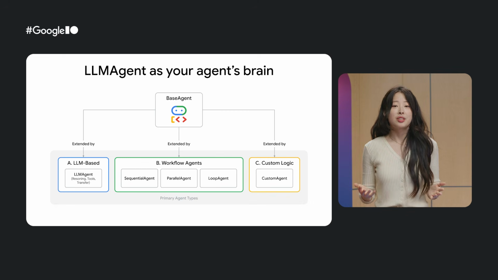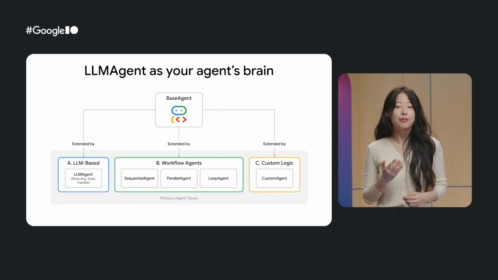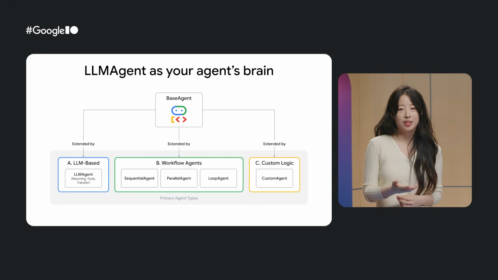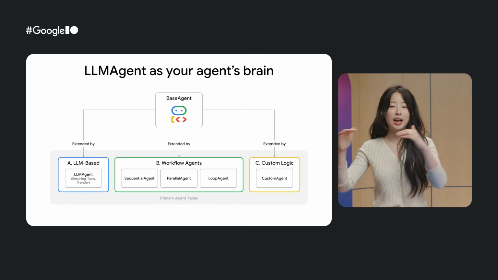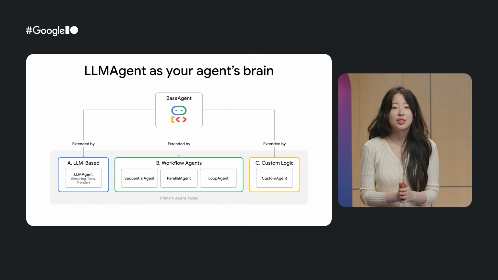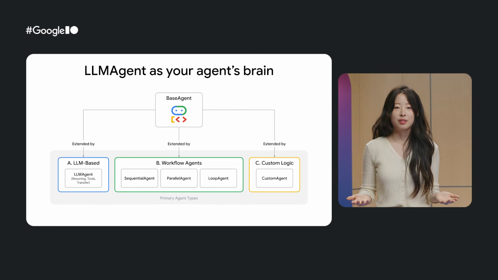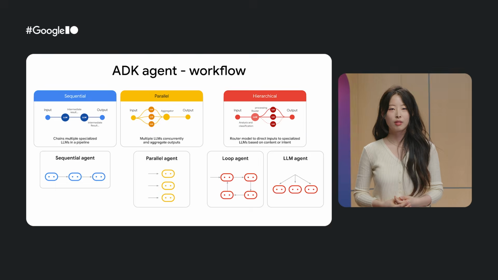Not all agents are the same. ADK gives you a few types. LLM agent is standard. Custom agent is for when you want full control. Workflow agent orchestrates other agents. And most of the time, you will use LLM agent. When you use multiple agents working together, that's where workflow agents come in.